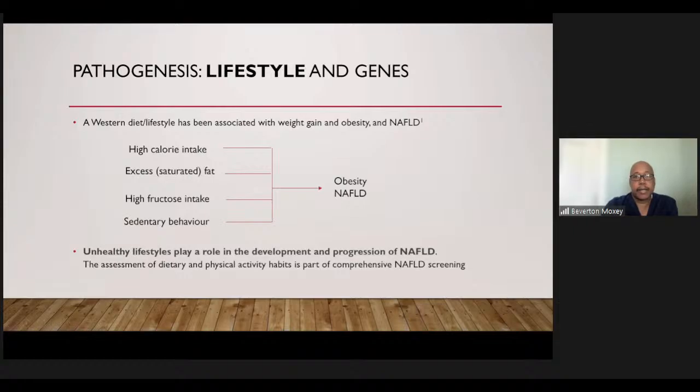This is another schematic that explains some of the big risk factors in terms of the pathogenesis. You see it all correlates back to diet and lifestyle: high calorie intake, excess intake of saturated fats, high fructose, which is again sugar, and sedentary behavior. All of those lead to obesity, which is a great risk factor for NAFLD. Next slide, please.